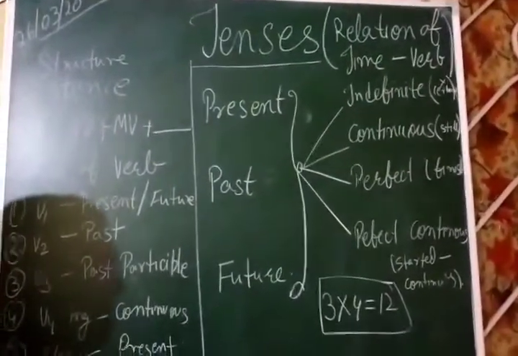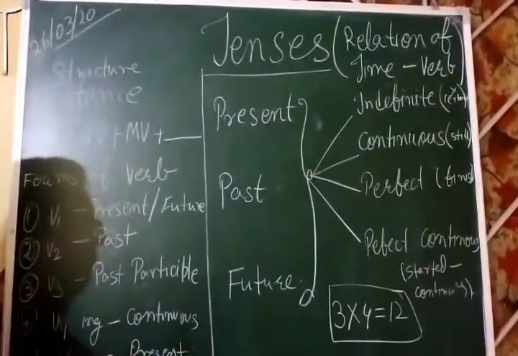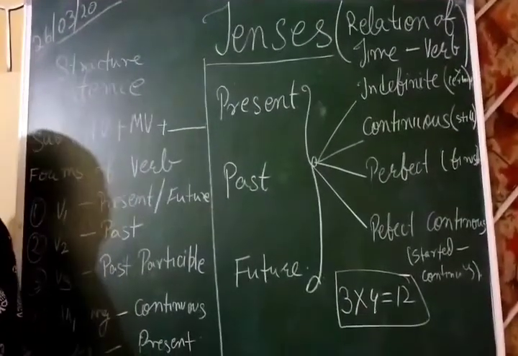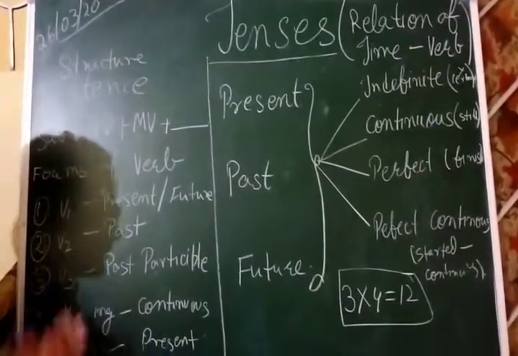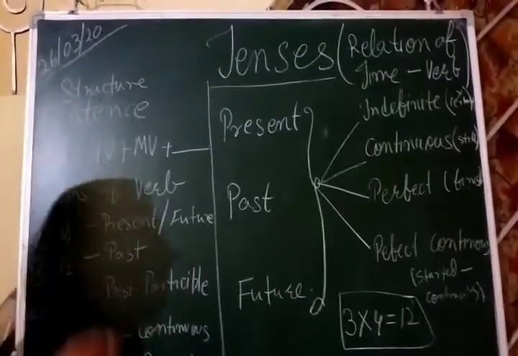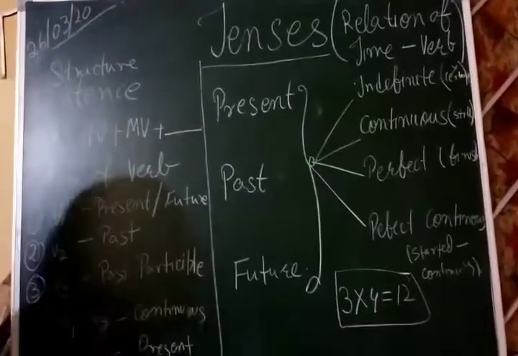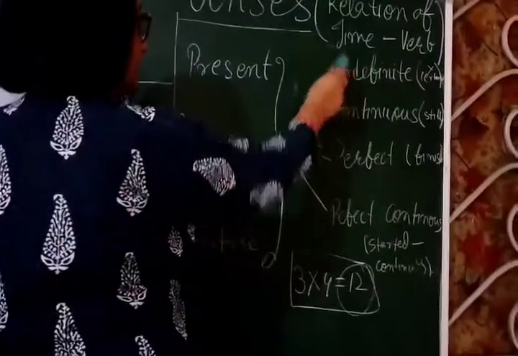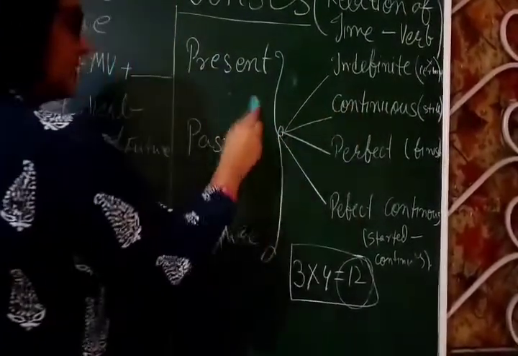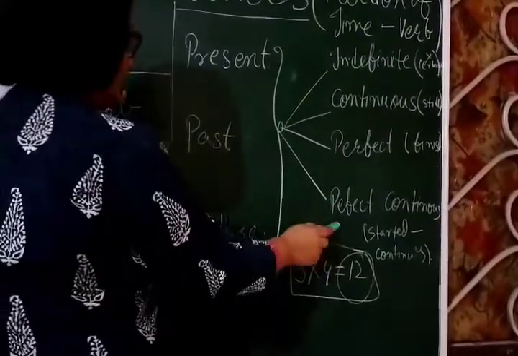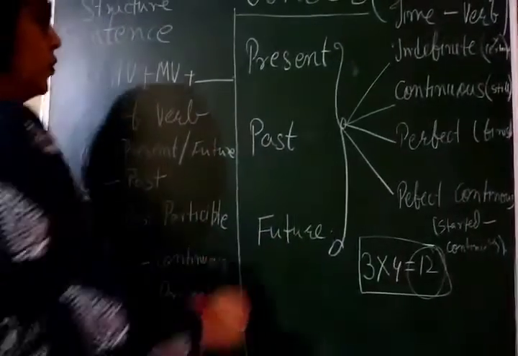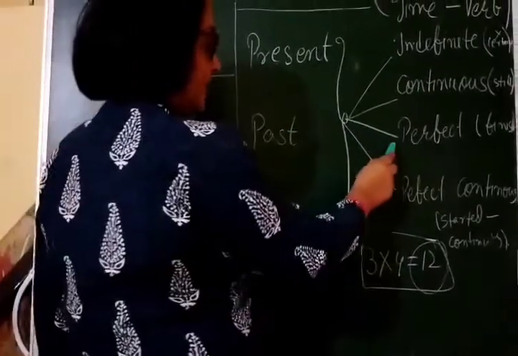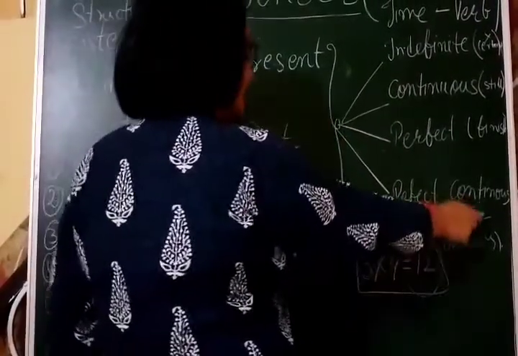Perfect continuous tense is the mixture of perfect tense and continuous tense. It means the action has started in the past and it is still continuing in the present, or the action has started in the present and will be continued. So we get 12 tenses. Example: present indefinite tense, present continuous tense, present perfect tense, present perfect continuous tense. Same goes for the rest of the two: future indefinite tense, future continuous tense, future perfect tense, and future perfect continuous tense.